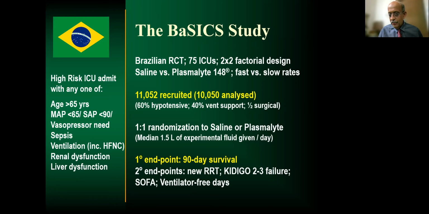So the first component of this is the comparison between saline and Plasma-Lyte. On a 1-to-1 randomization, they got roughly about 5,000 patients in each arm of this clinical trial. And though the volume of Plasma-Lyte or saline that was given to these patients was reasonably small, a median of about 1.5 liters were given during the initial period per day. And that's a reasonable amount of fluid that you would consider for comparison.